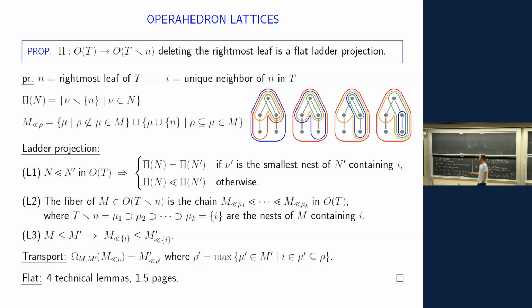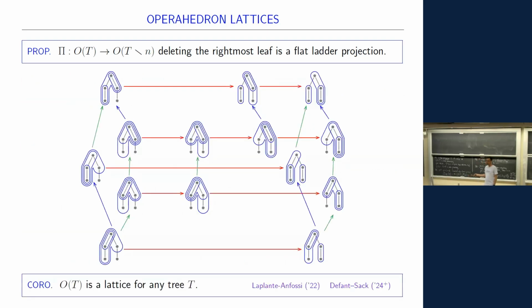And you can express the transport in a very simple way. Here I have to admit that to prove that it is flat, we really need some technical lemmas where we really suffered. Still, it's 1.5 pages, to be compared with this very nice paper. This paper is super original. They proved that the operahedron is a lattice, introducing the ornamentation lattices, and they also discuss why it's semi-distributive, so they do much more than what we do. But still, the proof here is really easy.